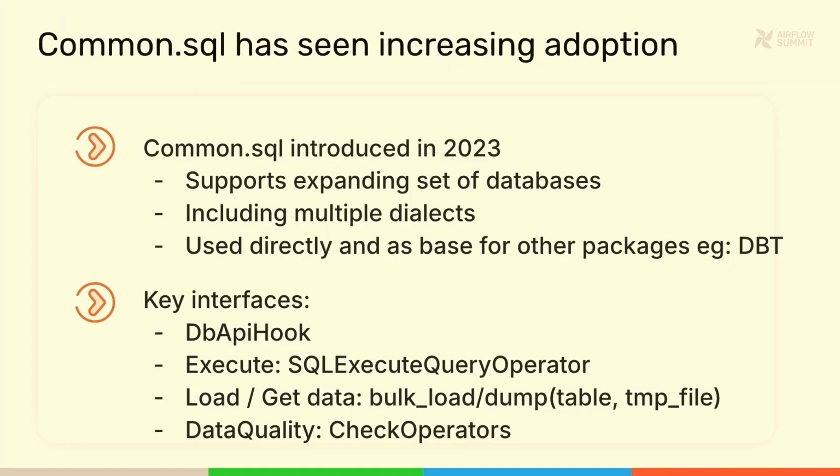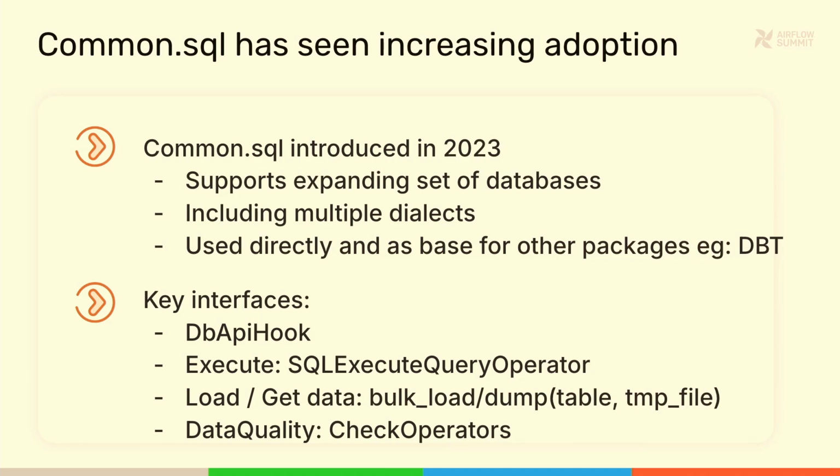We've seen this across a few things. Common.SQL was introduced in about 2023. We've seen a fair amount of adoption for Common.SQL. We've seen a lot of people use this. I think right now it supports about 17 roughly different sets of databases. You can access them completely seamlessly. It also supports different dialects, all the way from SQLite, Postgres to SAP HANA. So it's a very huge range of database integrations that it supports.